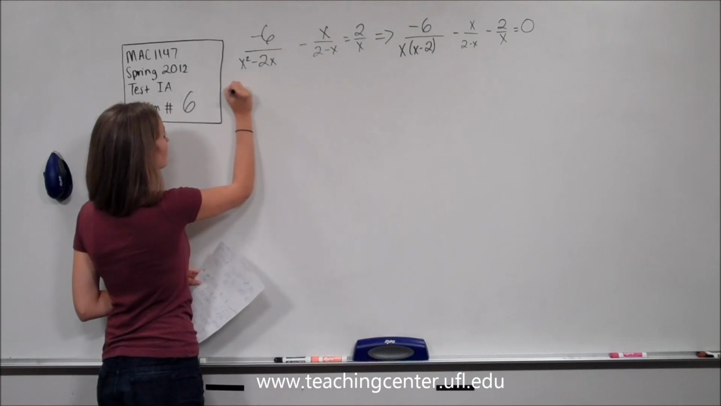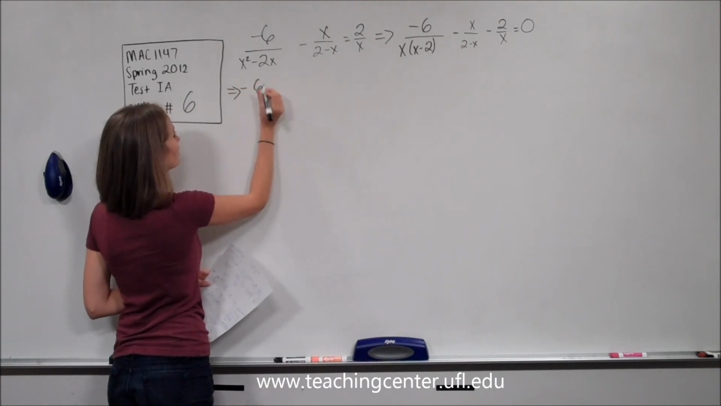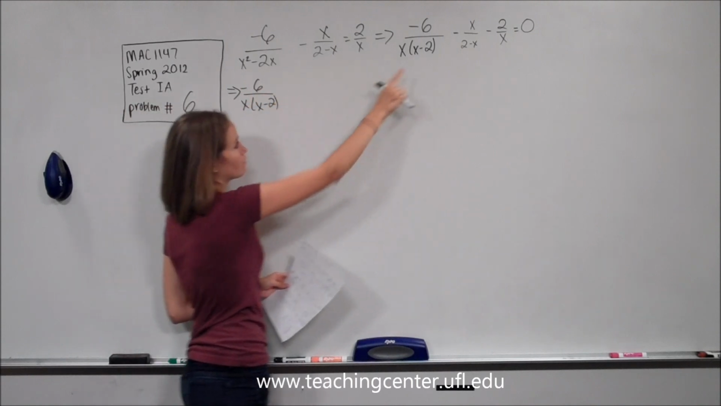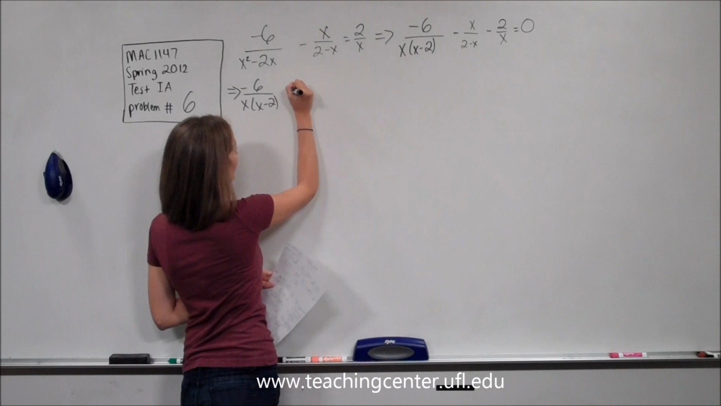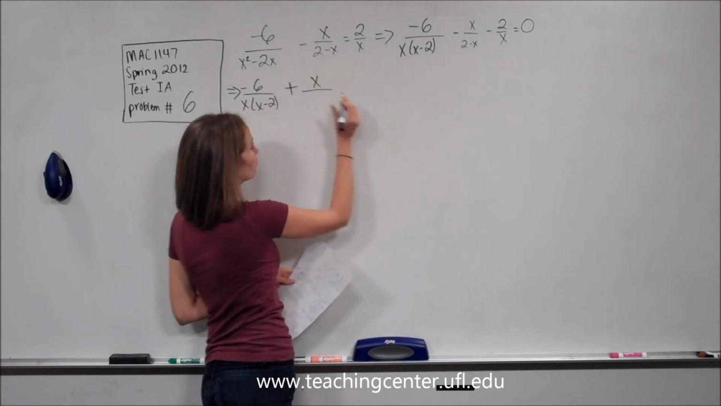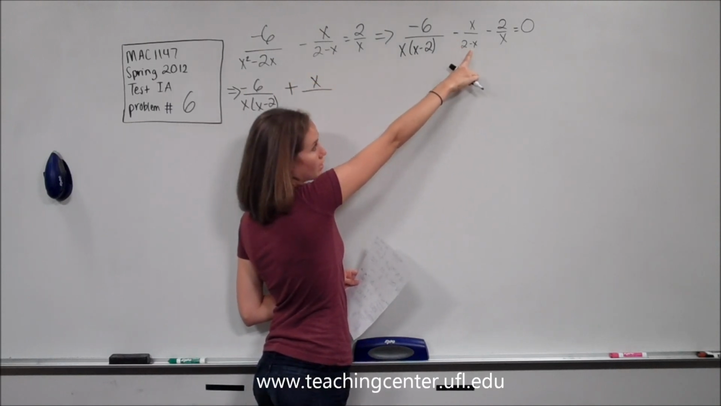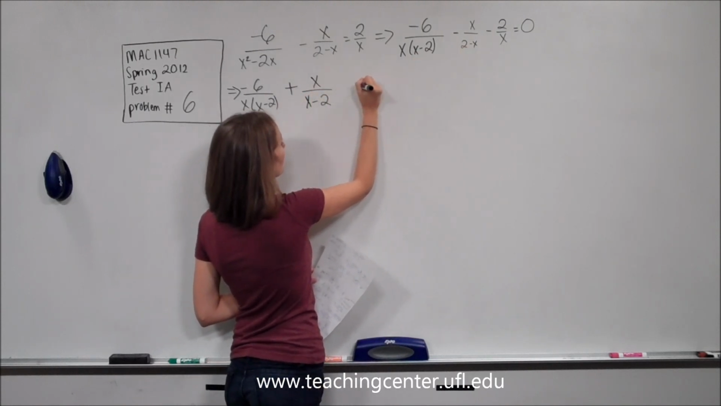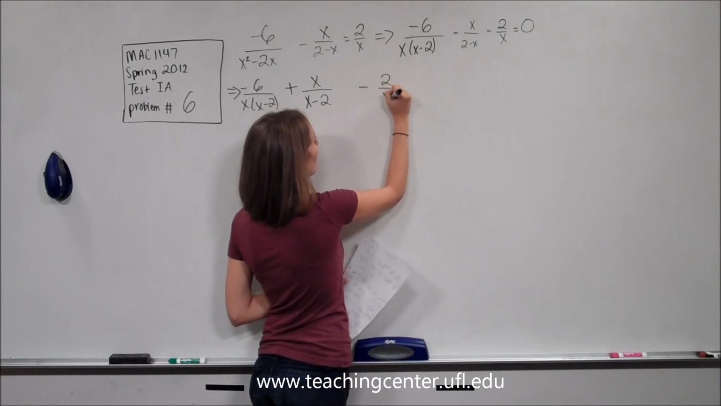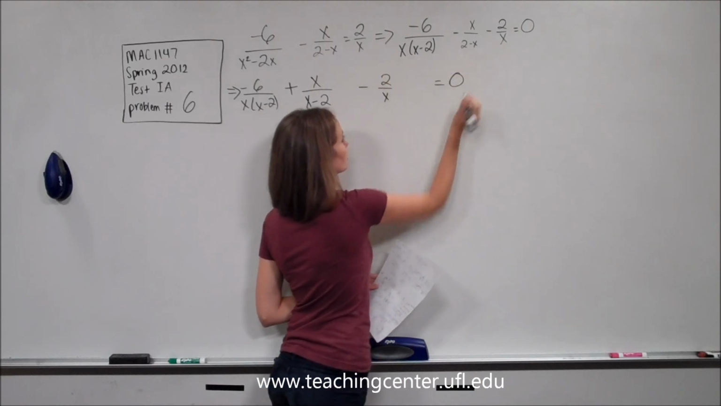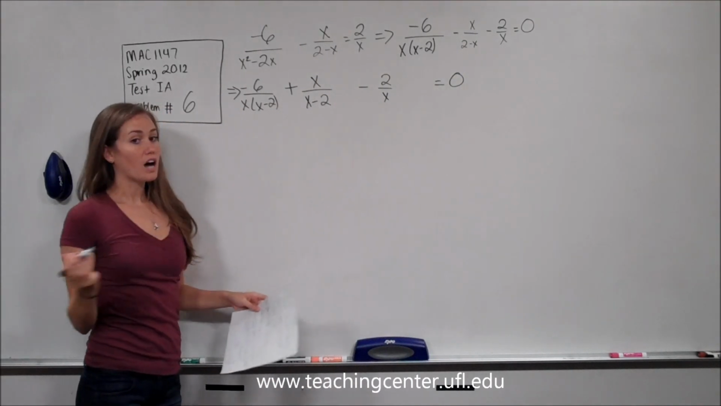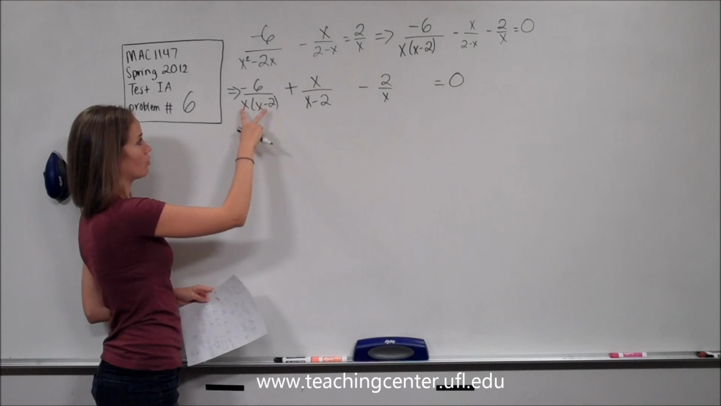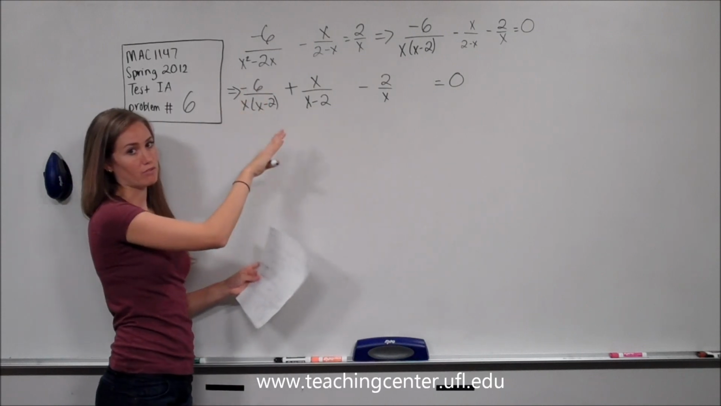So it becomes -6 all over x times x minus 2. And then if we distribute this negative sign, it becomes plus x over, so then it would be -2 plus x, which we can rewrite as x minus 2. And then minus 2 over x, and that's all equal to 0. And so the common denominator that we want is x times this x minus 2. So this term already has that common denominator. We don't have to worry about it.